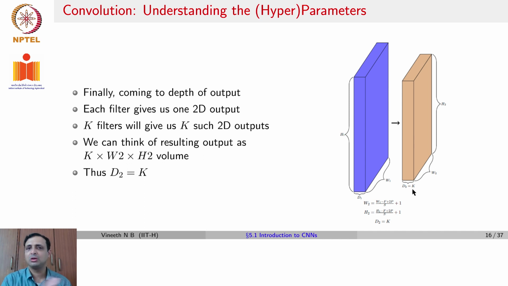For each filter, you would completely convolve your filter volume with the input volume, get one 2D image. You take another filter. You could imagine taking a Sobel filter, a vertical Sobel filter and a horizontal Sobel detector. Those would be two different filters. So you run both of them and you would get two images as output. You just place them one after the other to form a volume. So your D2 or the depth of the output would be your number of filters, or K.